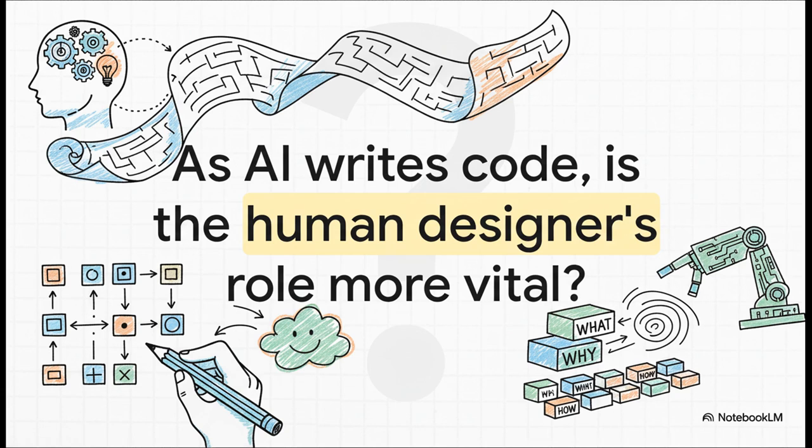As AI gets better and better at actually writing the code, the how, what happens to the human's role? Well, the job of being the architect, of truly understanding the user's needs, of making those big picture design decisions, the what and the why, that doesn't go away. In fact, it might just become the most important job of all.